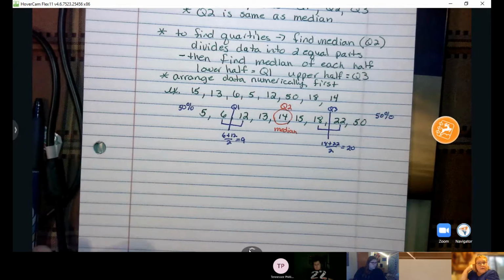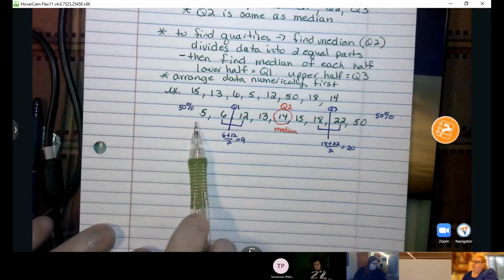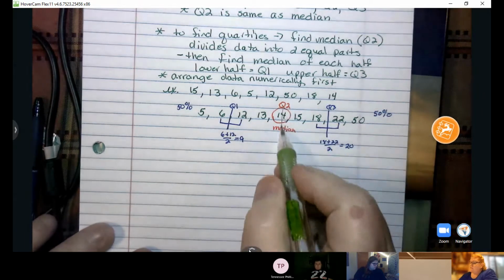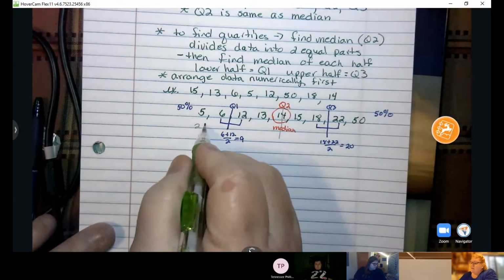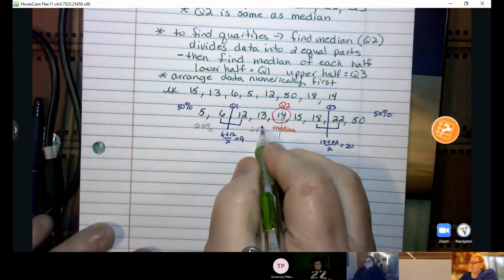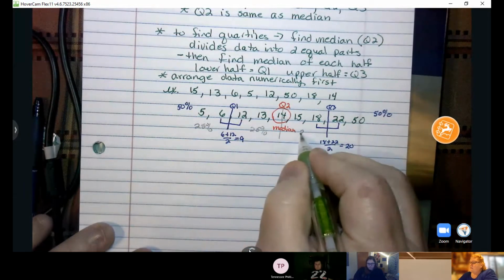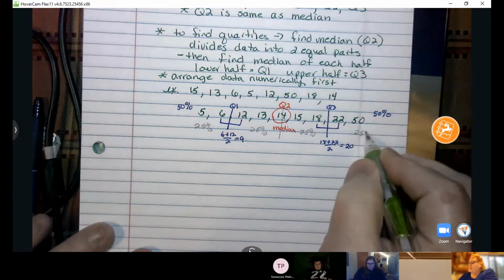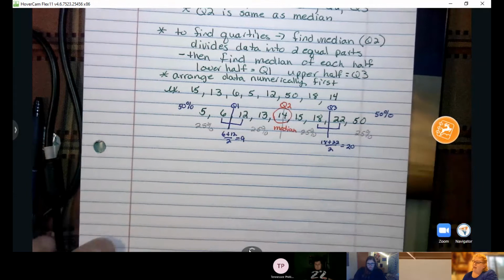Now, what do quartiles do to the data? The quartiles divide the data into 25% sections. So this is 25% of the data. This is 25% of the data. This is 25% of the data. And this is 25% of the data.